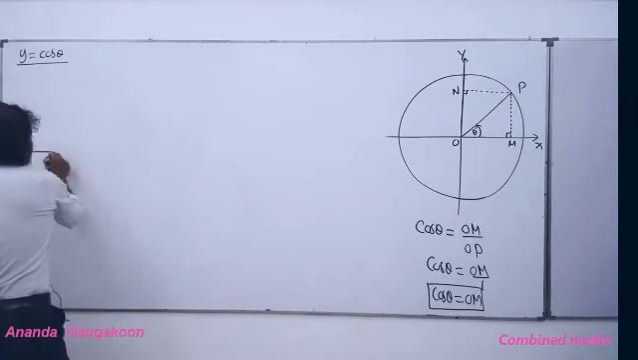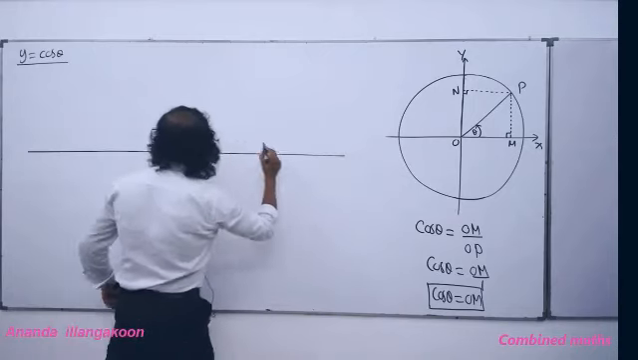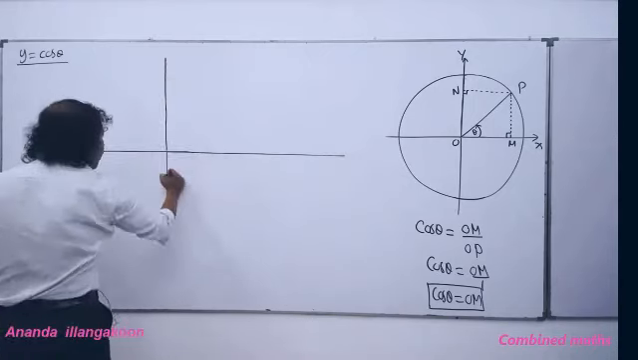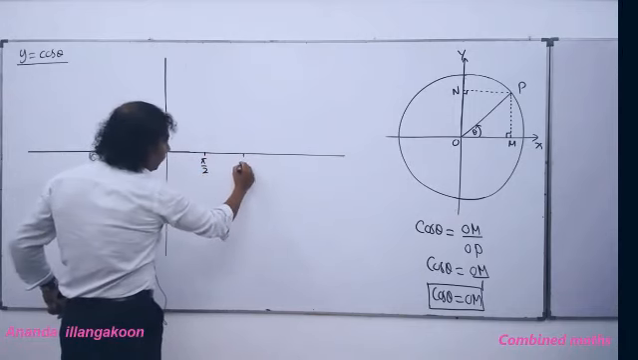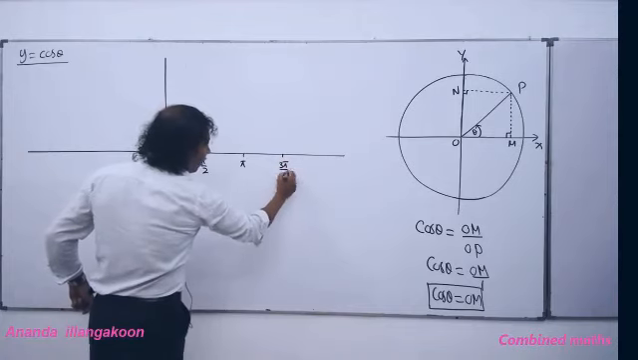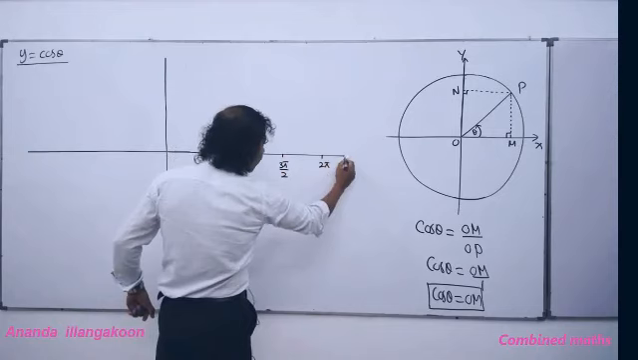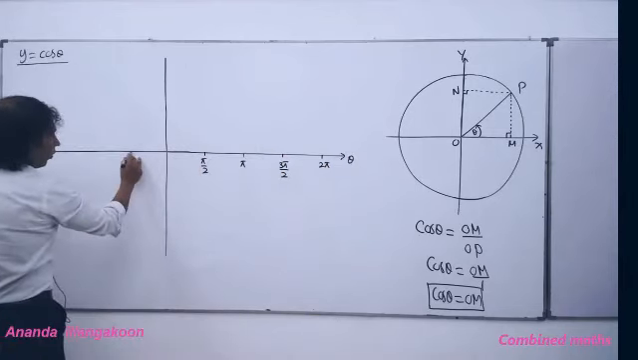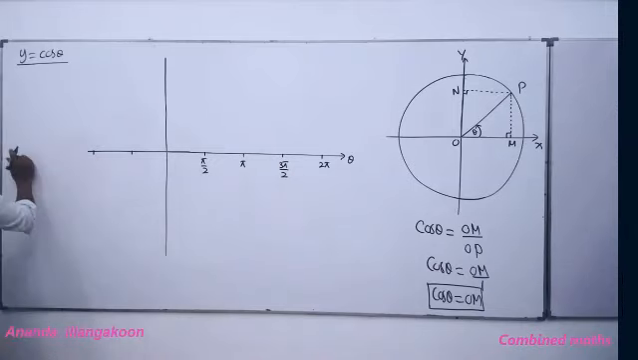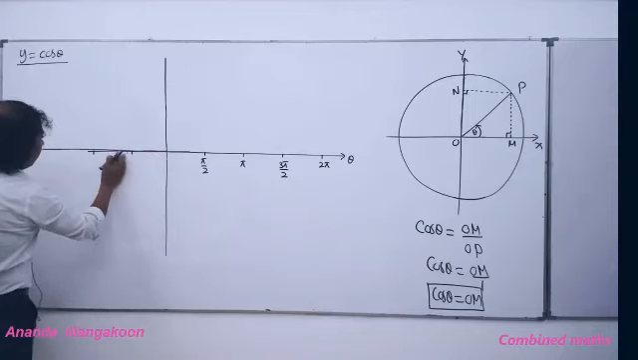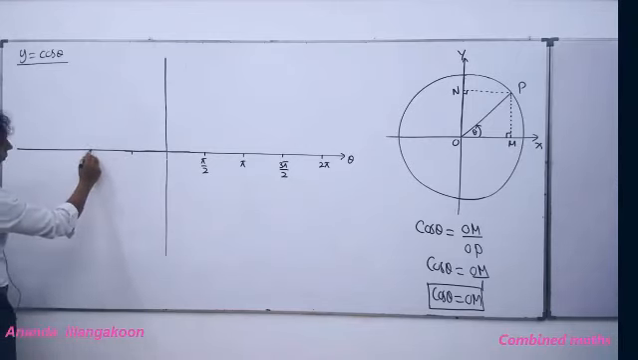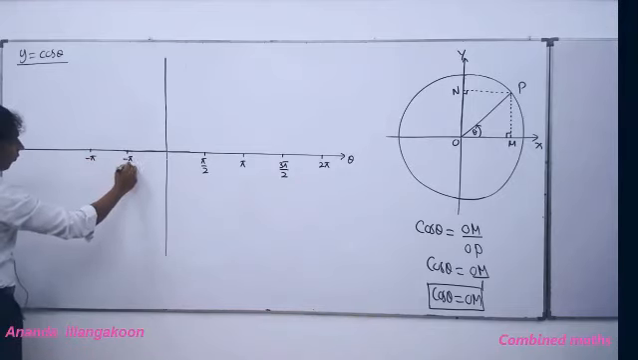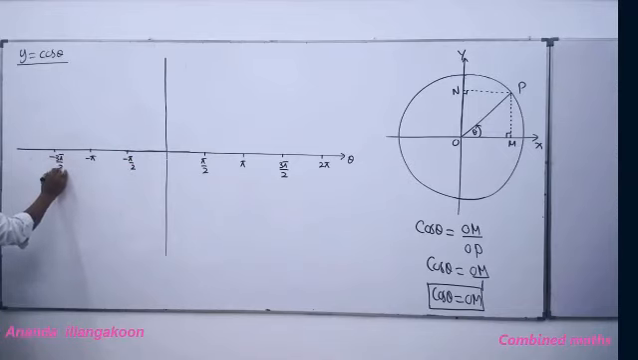Right, as before I can take the two axes like this. Here pi by 2, it's pi here, and 3 pi by 2, and 2 pi. This is theta. Minus pi by 2, minus pi, minus 3 pi by 2, minus 2 pi. This is minus theta.